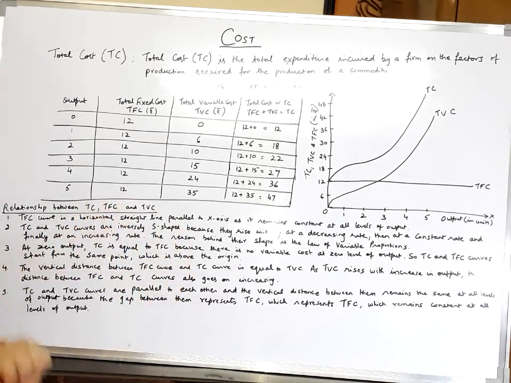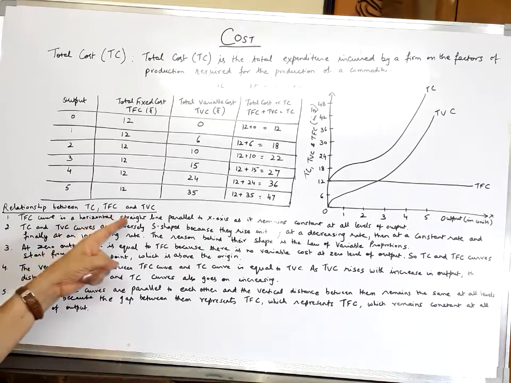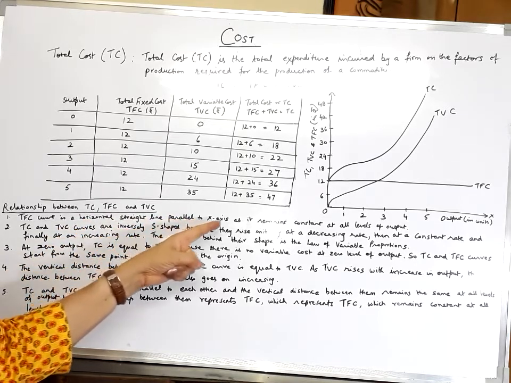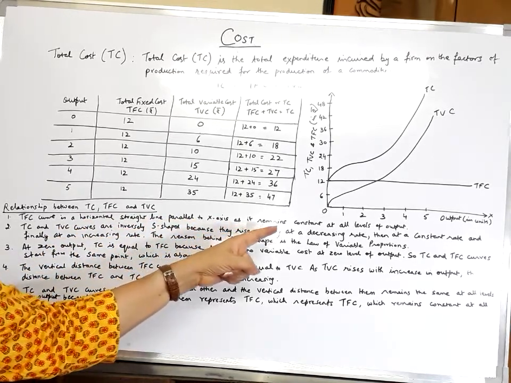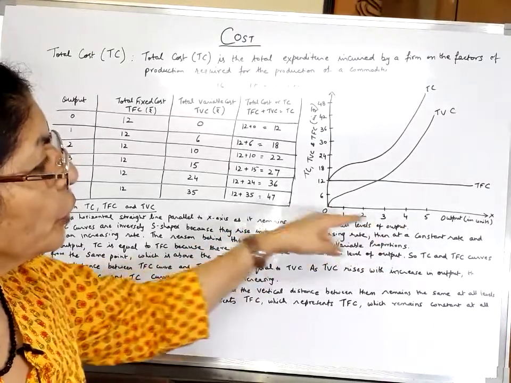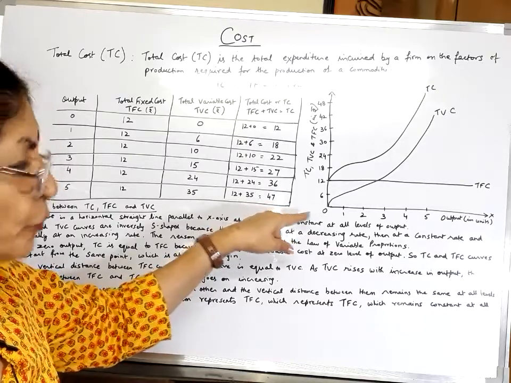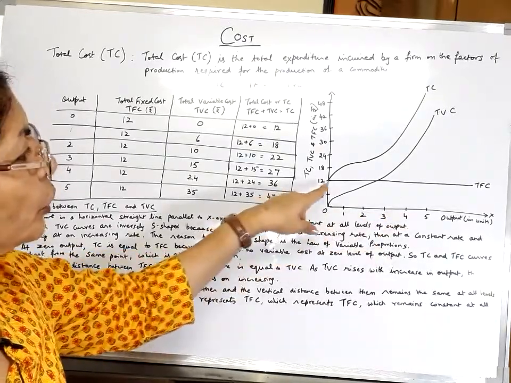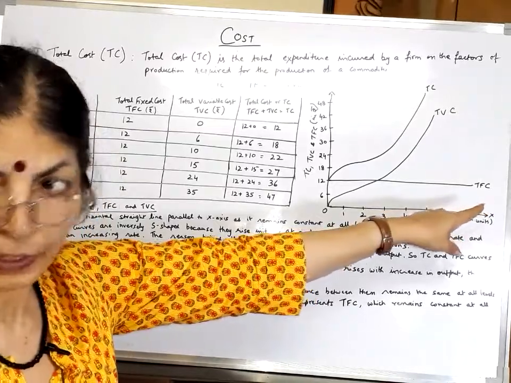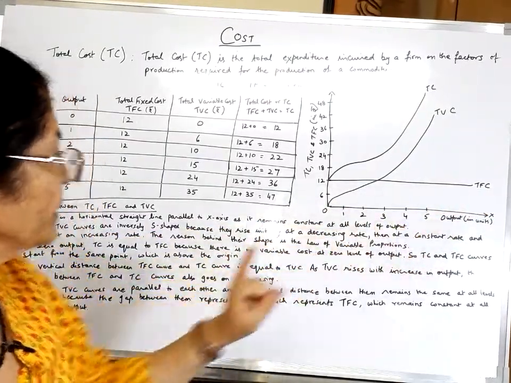Let us now understand the relationship between total cost, total fixed cost and total variable cost with the help of these points. The first point of relationship is that the total fixed cost curve is a horizontal straight line parallel to the OX axis as it remains constant at all levels of output. No matter whether you are producing no output, that is 0 unit of output, or 5 units of output, your total fixed cost curve will remain a horizontal straight line parallel to the OX axis.